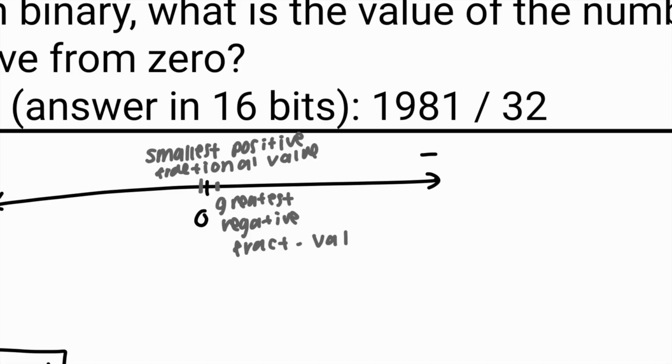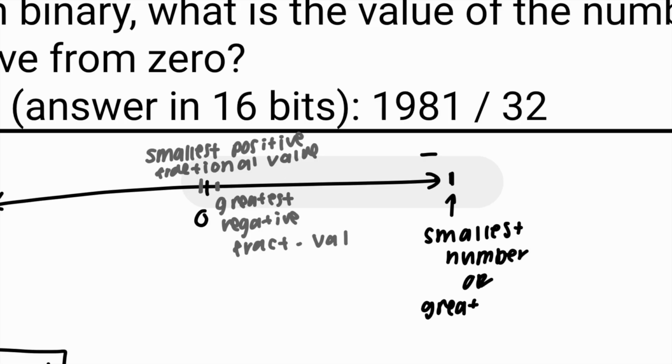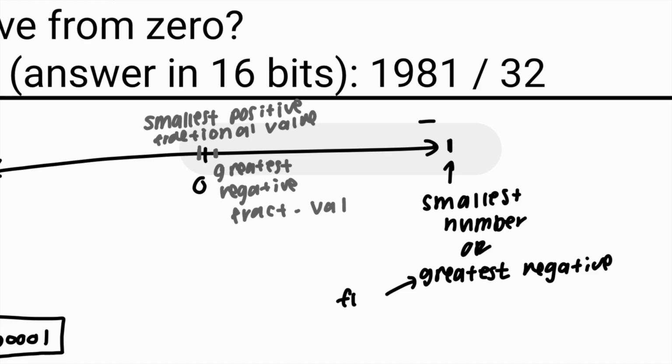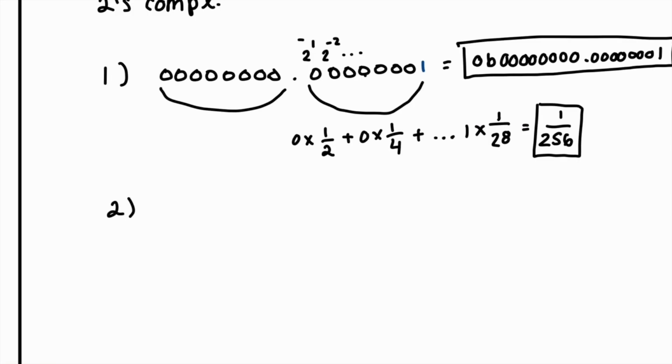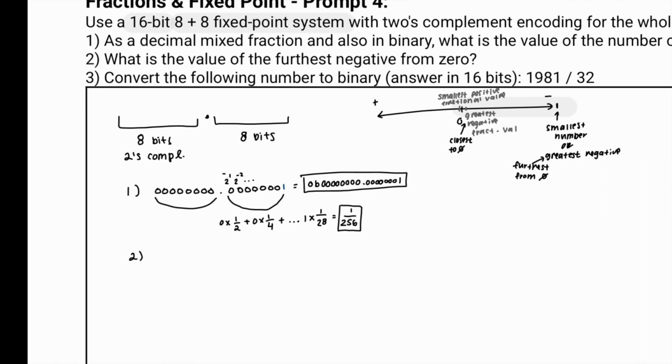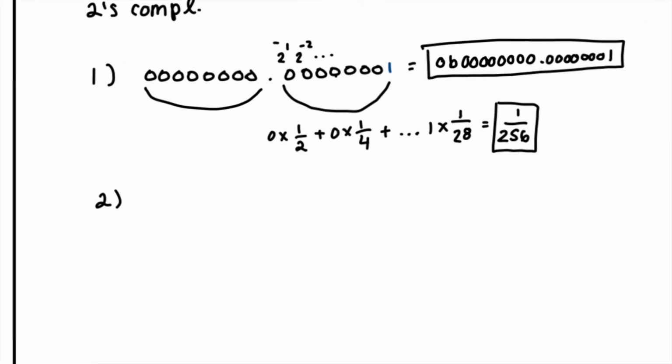In this case, we'll be looking at the left side of the number line, and the furthest negative from 0 is essentially the smallest number, or the greatest negative. And by great, in this context, we mean furthest from 0. To find the value of the number furthest from 0, let's start with our 8 bits.